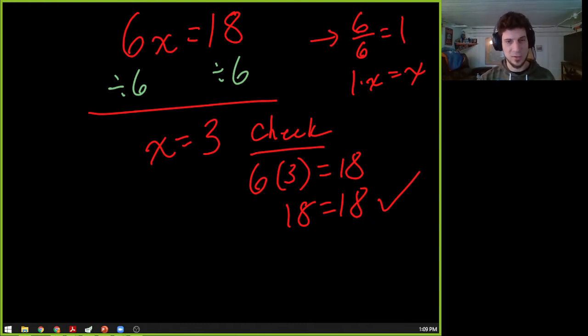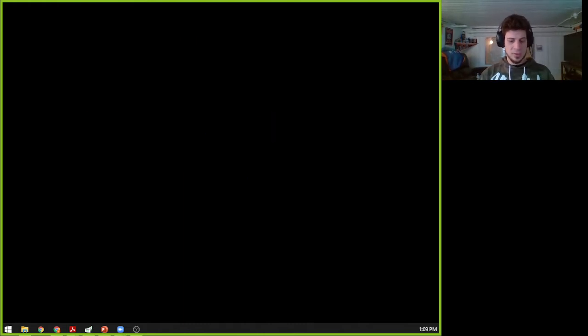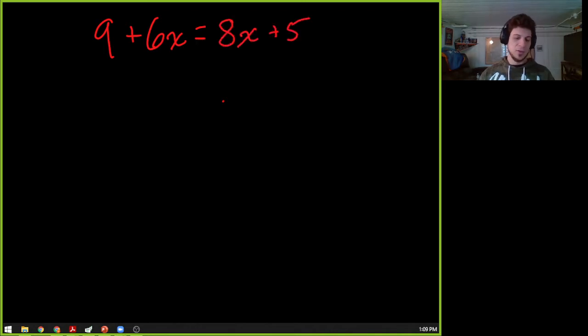So let's look at something a little more difficult. What if we had something like this? 9 plus 6x equals 8x plus 5. Alright, so there's a bit more going on here. But remember, what we want to do is we want to get our variable by itself. So we want to make sure that all our x's are on one side of the equation, and we just have at the end x equals a number.